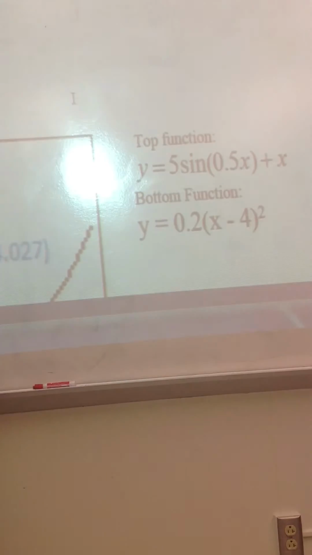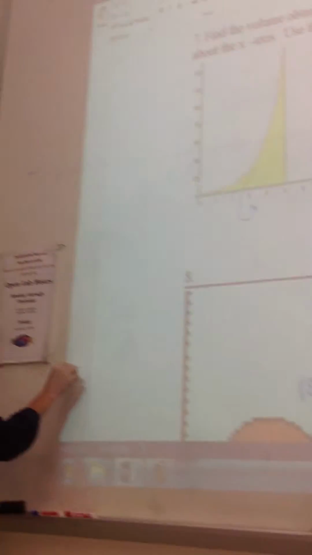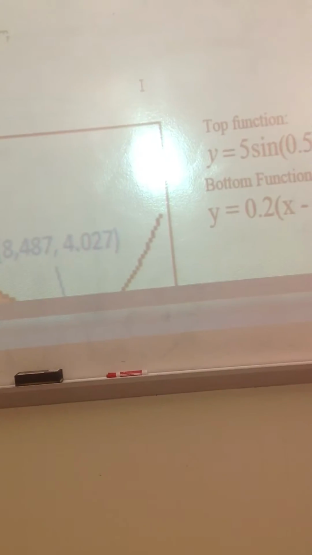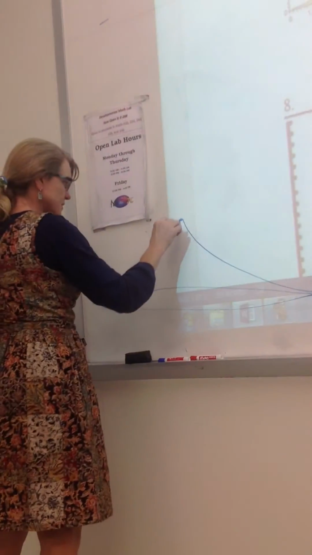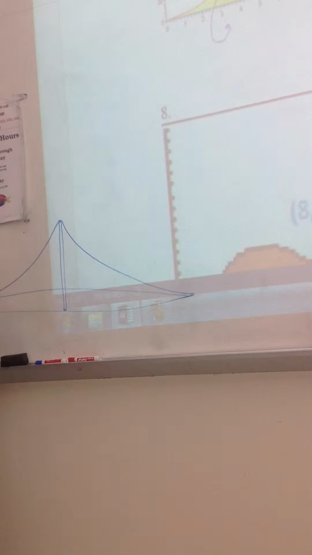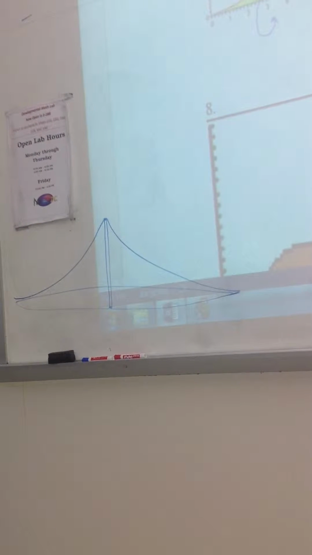It's a big flared out funnel, but it's got a straw carved out in the center of it. If you read carefully, it's going to look like this, but then it's got a little skinny straw carved out in it.